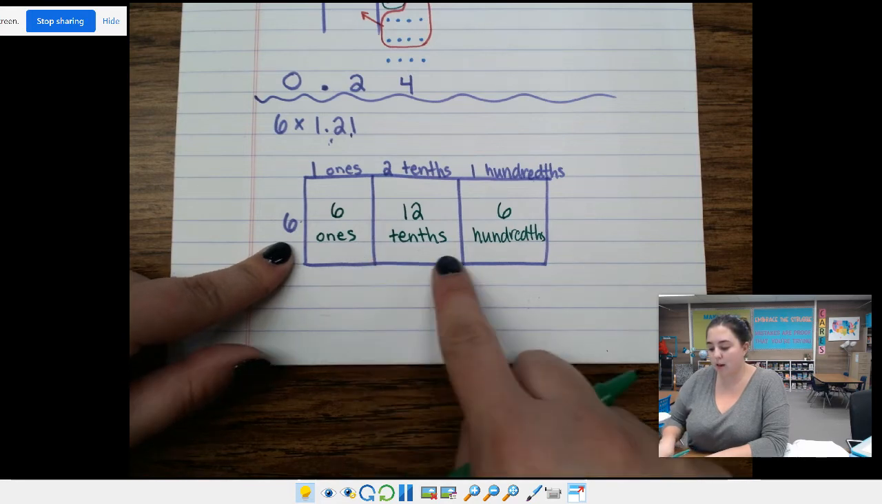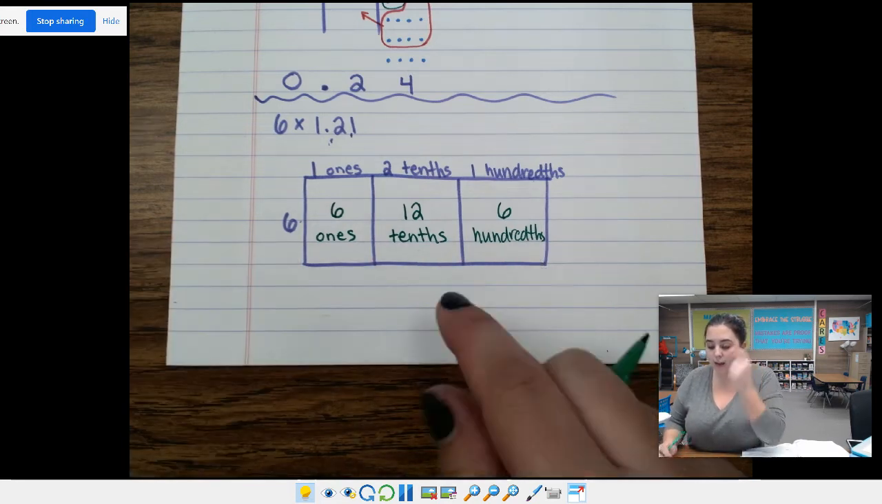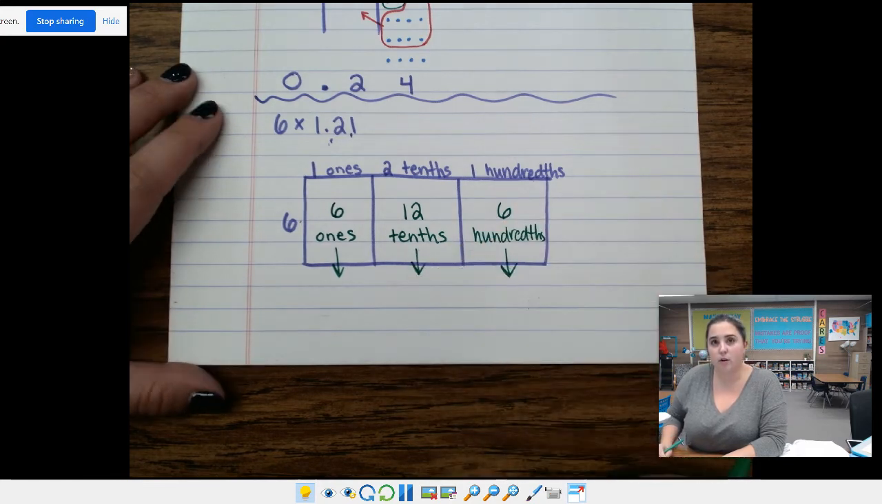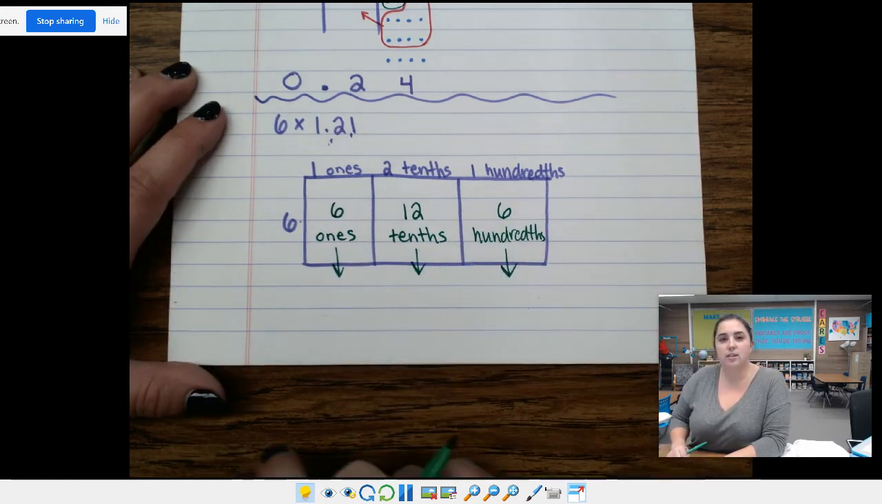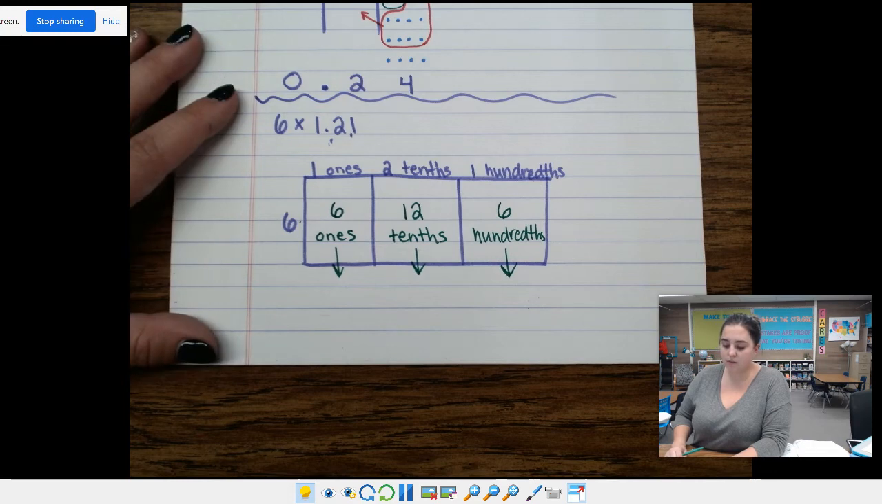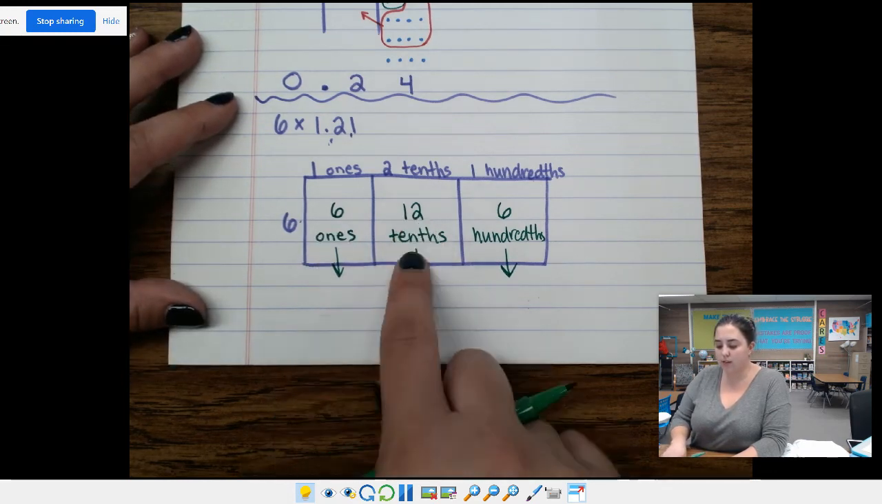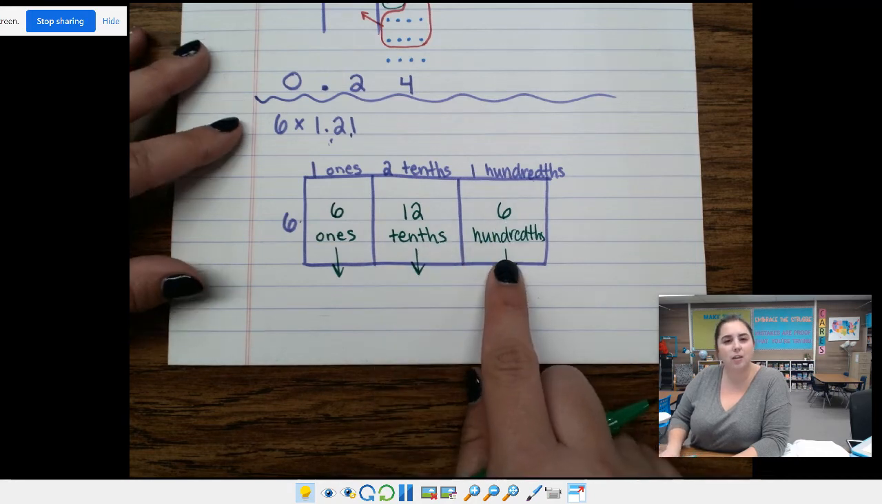Now, here's why I kept rewriting this, because I don't want to forget. I have to make these all into decimals now in standard form and make sure I'm placing the digits in the correct place. So pause the video, see if you can figure out what does 6 ones, 12 tenths, and 6 hundredths, what does that look like as a decimal?